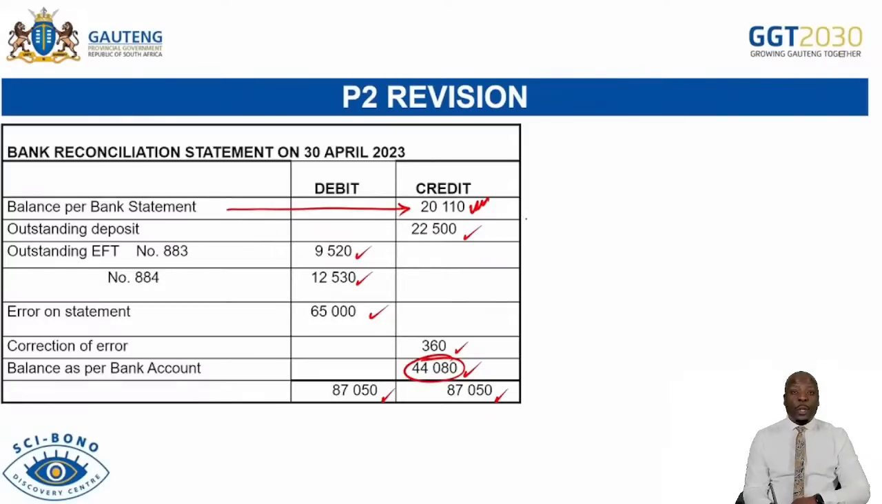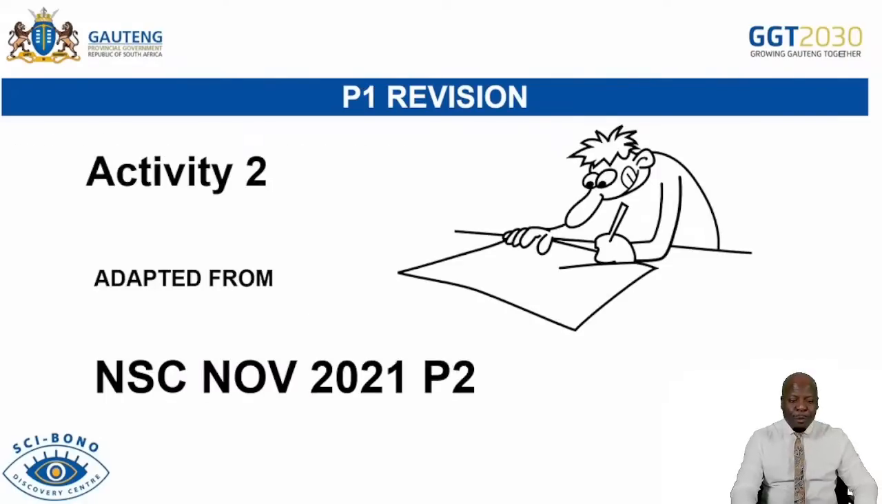All right. So what is of great importance, dear learners, is to understand how to prepare the bank reconciliation. The examiner can bring it in different ways and in different forms. You just have to prepare adequately. Do several past exam papers that can expose you to different ways in which the examiner can bring the bank reconciliation statement. Okay, so from here, we will now move on to activity 2.